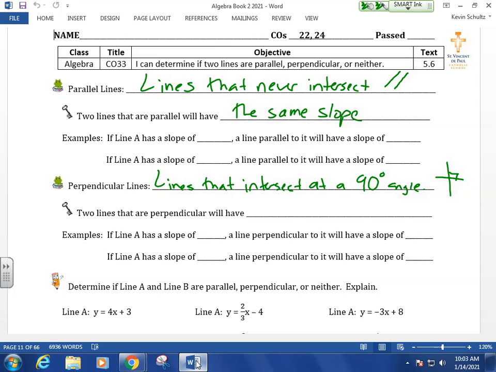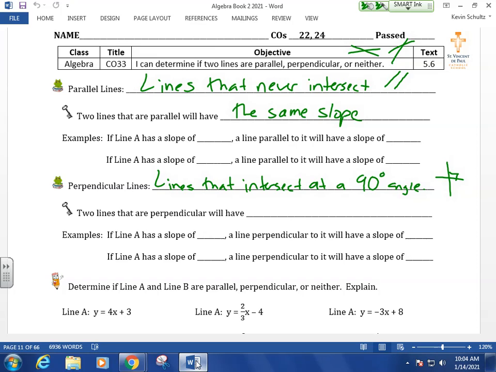So when we say that lines are parallel, perpendicular, or neither, that neither group would just be lines that intersect, but not at a right angle. Because either lines won't intersect or they will. If they don't intersect, they're parallel. If they intersect at a 90-degree angle, they're perpendicular. If they intersect any other way, such as that or this, that's the neither group. They intersect, but not at a 90-degree angle.